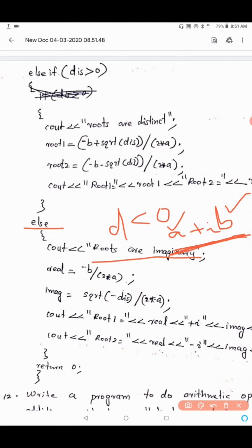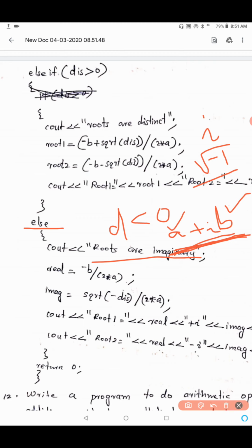Imaginary means what? This i. What is the value of this i? Already we have learned root of minus 1. In mathematics we don't know how to calculate root of minus 1 till now. So this root of minus 1 is regarded as an imaginary number. It is represented by i. So this is the a plus ib form.